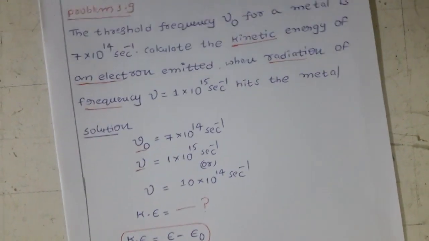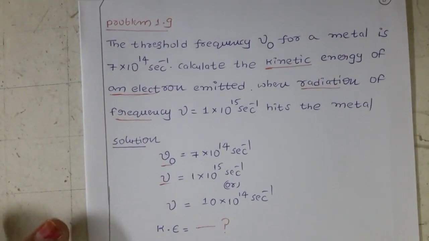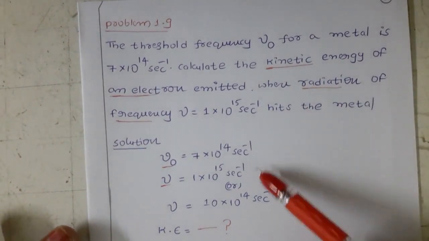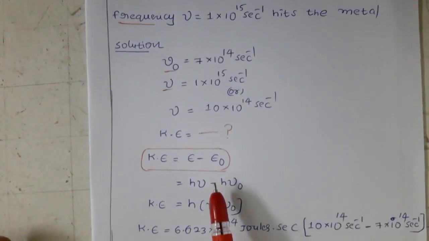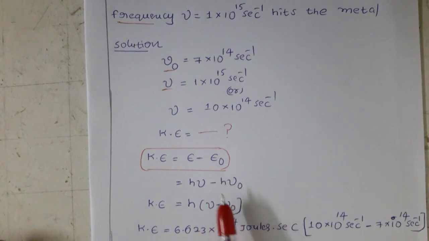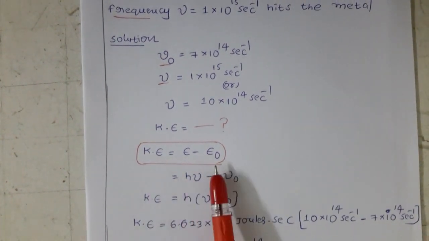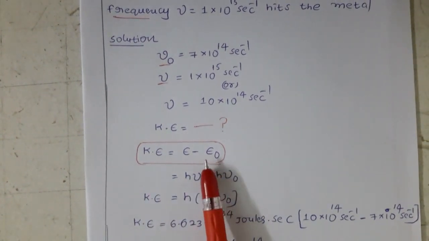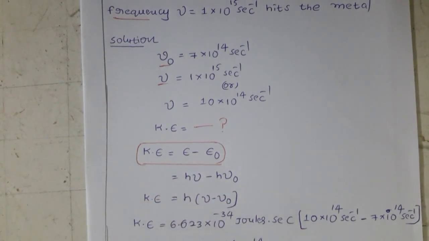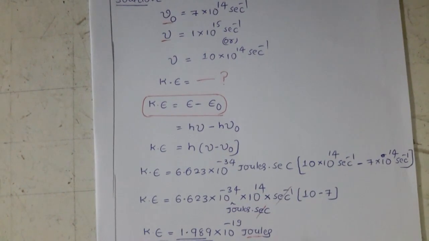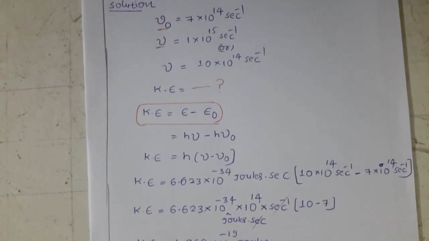These are the numericals on the photoelectric effect concept. They gave the two frequencies and asked about the kinetic energy. Once the photoelectric effect concept is given, we have one equation, which you have to remember. Based on the given values, you can convert it as h mu, or kinetic energy as half m v square. These are the numerical problems on the photoelectric effect.